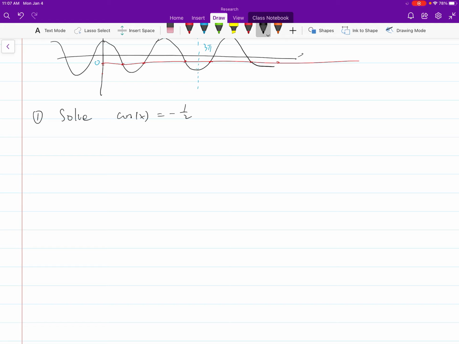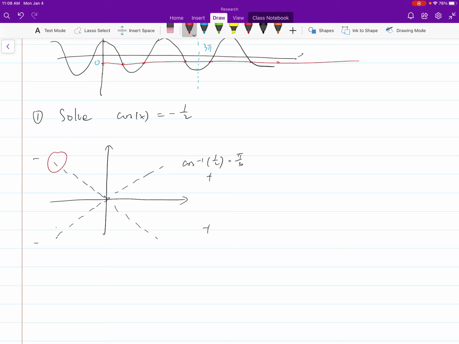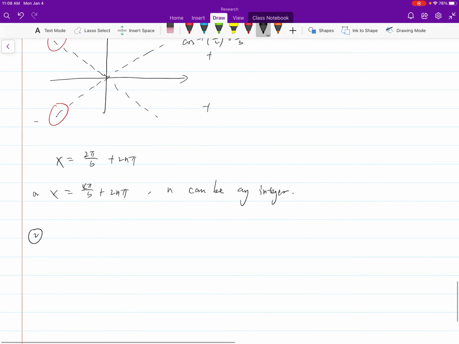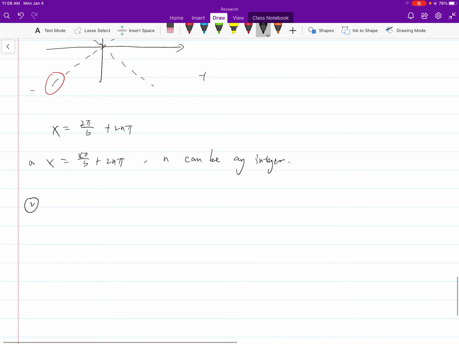We have x equals pi over 3, cosine. Therefore, we should need these two. X equals 2 pi over 3, or x equals 4 pi over 3. N can be any integer. That's step 1. Step 2, we take the solution from the previous one.